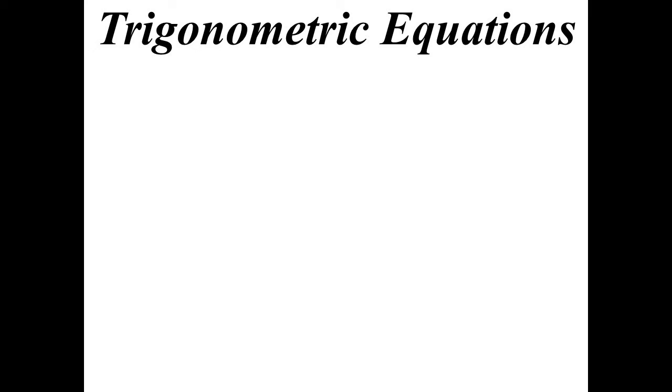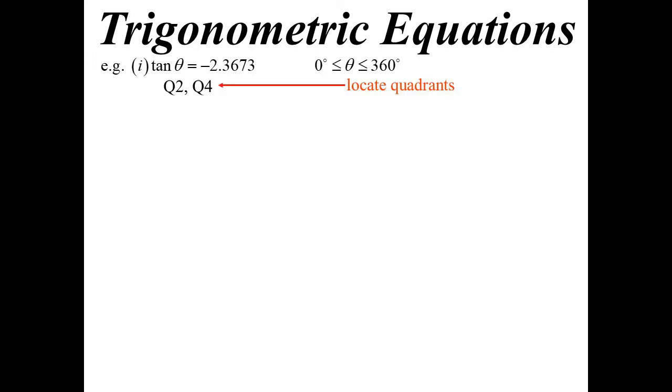Let's look at a trig equation. So something like this: tan theta is negative 2.3673. So how do we solve it? Well, first thing we need to know is where are we looking for answers? And they'll usually tell us that. Most common one is 0 to 360, but sometimes they like to get fancy and go from negative 180 to 180, things like that. Got to work out where we are in our little circle.